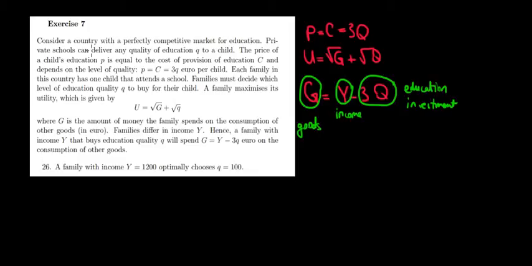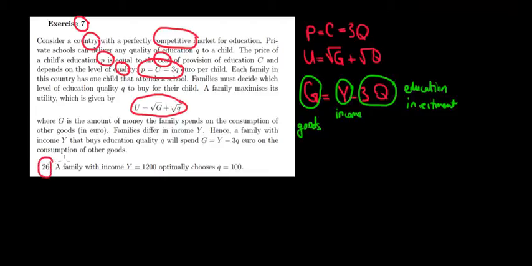Let's have a look at this exercise now. So what do we have here? We have a country with a perfectly competitive market for education. Now we have the price of education P, which is equal to the cost of education. It depends on the quality, so this is the relationship between them. We have the utility of one family, which depends on the goods that the family is consuming and the education of their child. Okay, so in question 26, a family with an income of 1200 euros chooses optimally this amount of quality. Okay, so we have here the data.